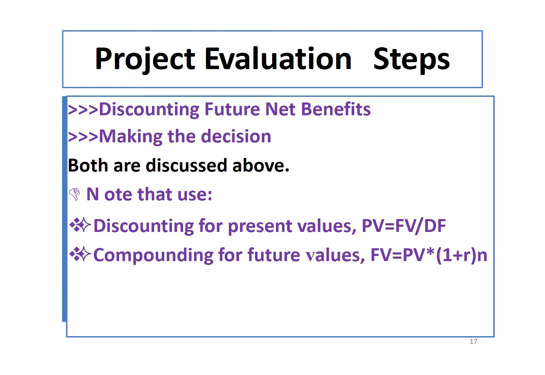These are just a revision of what we said: the steps involved in project evaluation, discounting future net benefits, and making the decision are the two main steps, and both are discussed in the previous part 1. Note that discounting for present values and compounding for future values are also involved in this process.